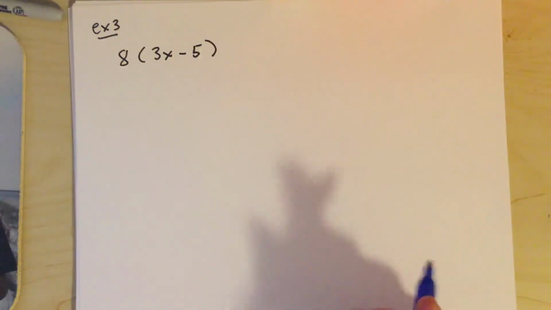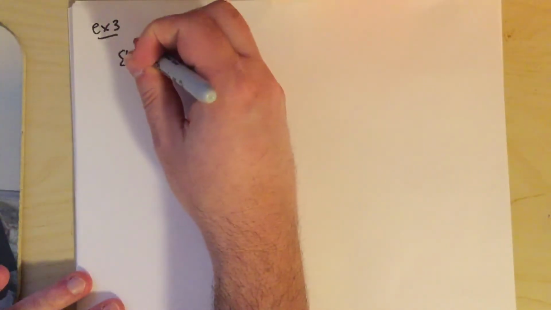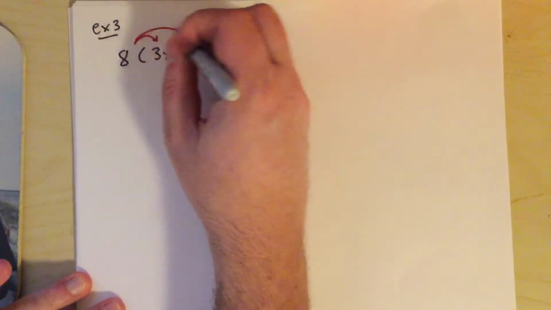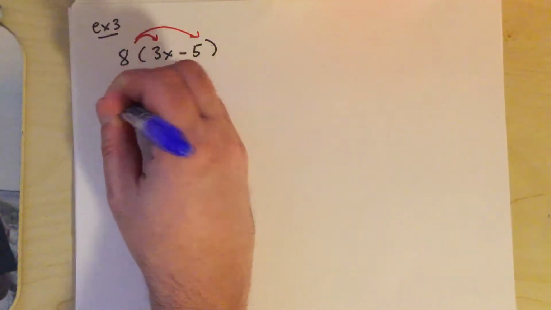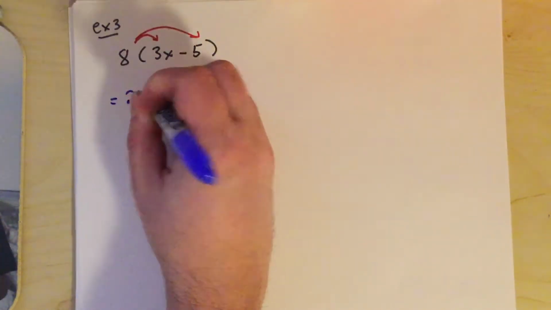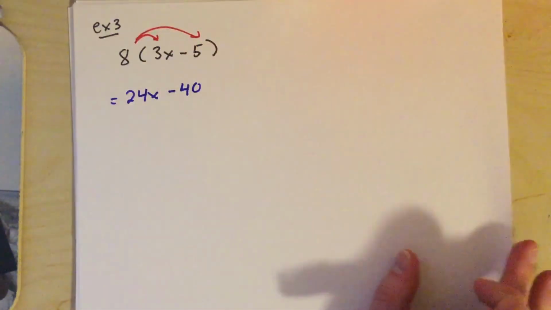Okay, let's do this one over here. I think I left a bit too much space for it, but that's okay. So the 8 is next to the bracket, which means it multiplies. 8 times 3x is 24x. 8 times negative 5 is negative 40. That's it for that.